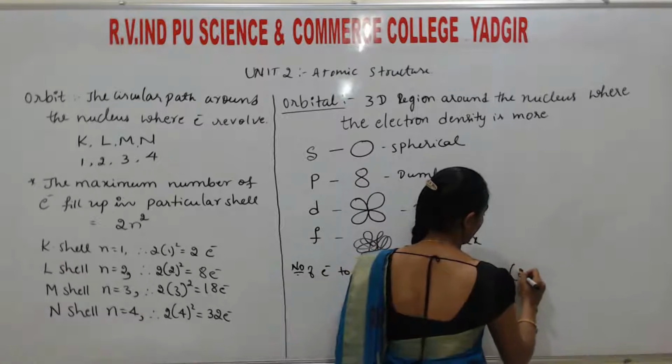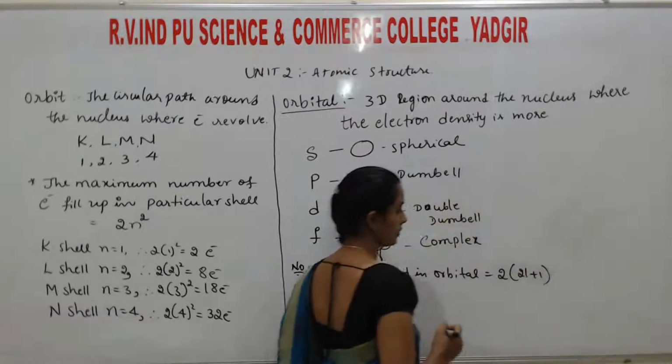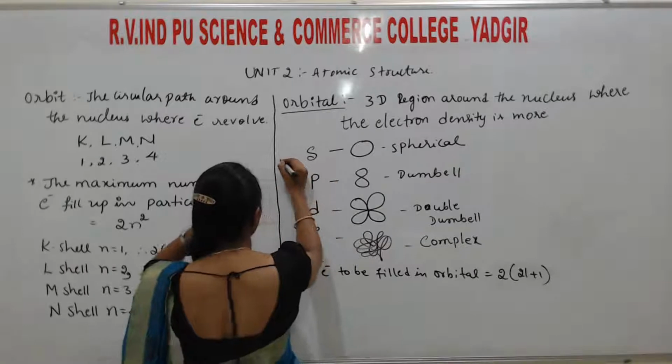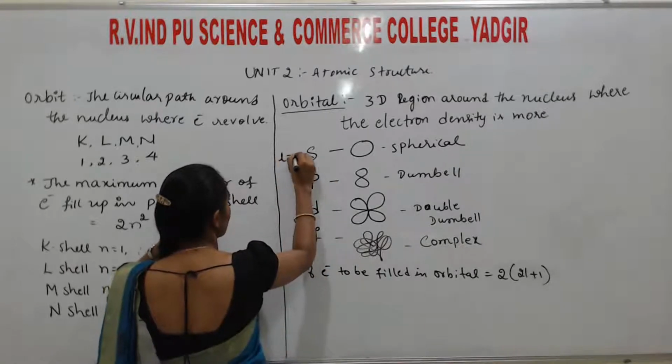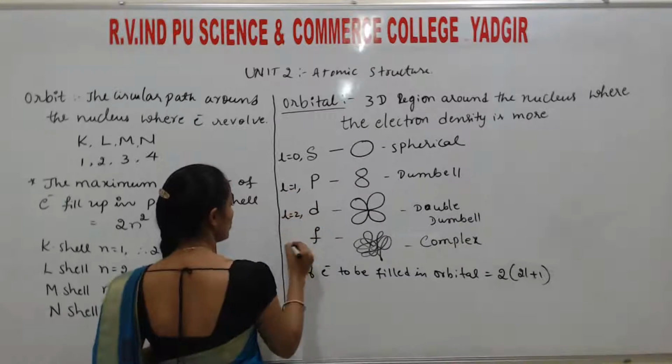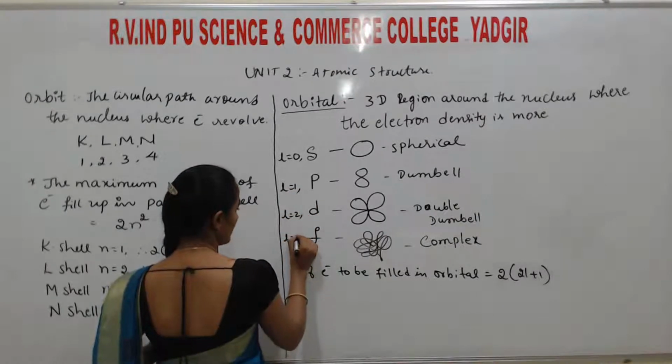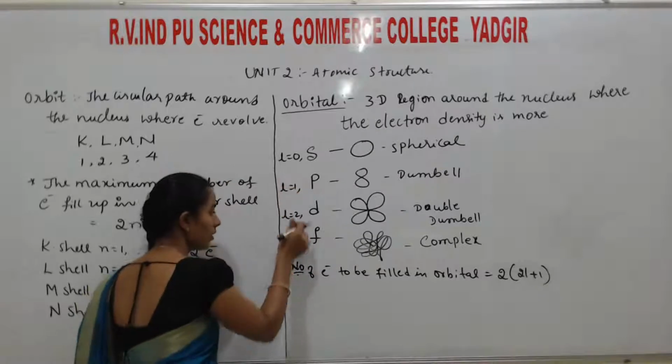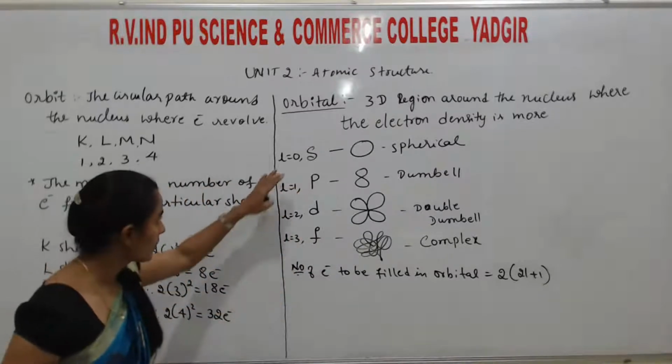2 into 2l plus 1. So students, for s orbital, l value is 0. For p, l is equal to 1. For d, l is equal to 2. For f, l is equal to 3. These are our quantum numbers. You just remember the values.